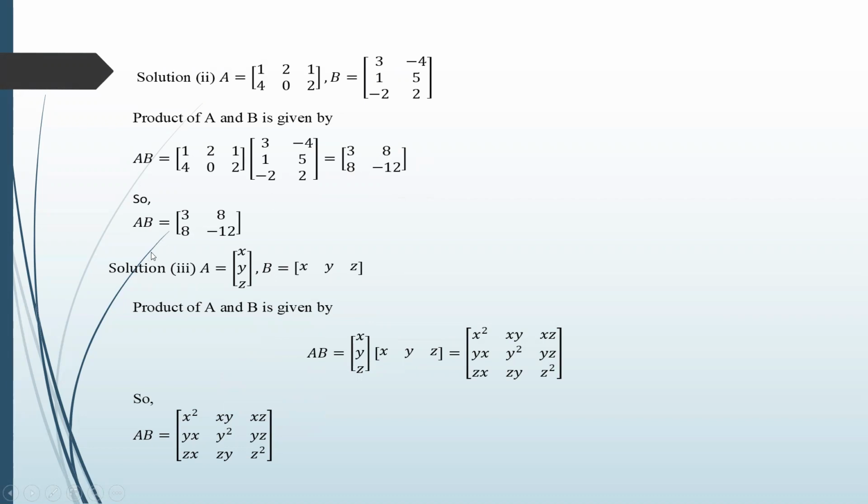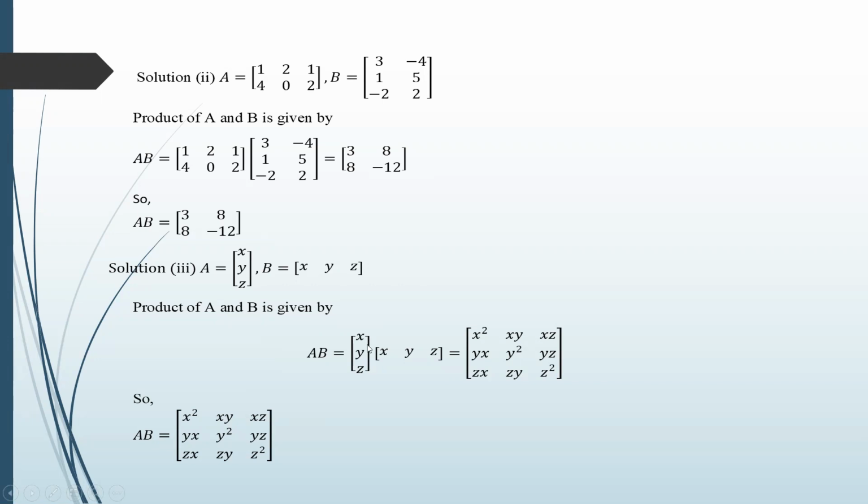Now we go for the third part. Here A is the column matrix x, y, z and B is the row matrix x, y, z. First we check the order. The order of A is 3 by 1 and the order of B is 1 by 3. It means the number of columns in A is equal to the number of rows in B, so the product is conformable.